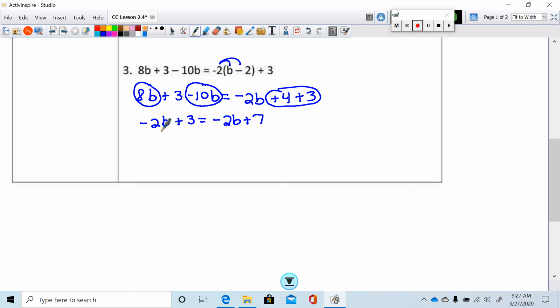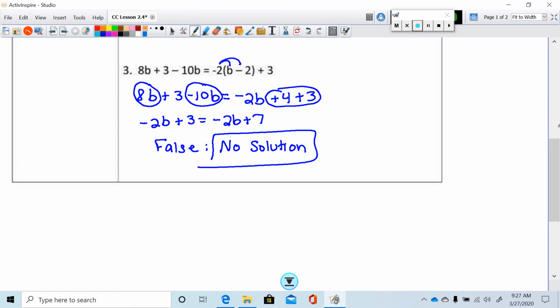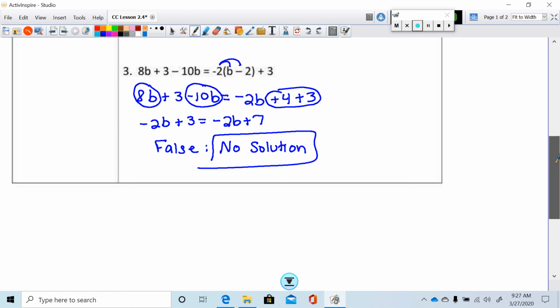Now since my b's are the same, I can stop and ask myself true or false. These are not the same, so this does not equal that. So that means the final answer to this is no solution. You can only use that little shortcut whenever your b's have the same number in front of them on opposite sides of the equal sign.